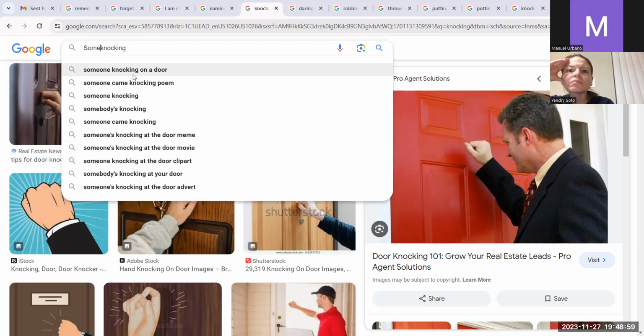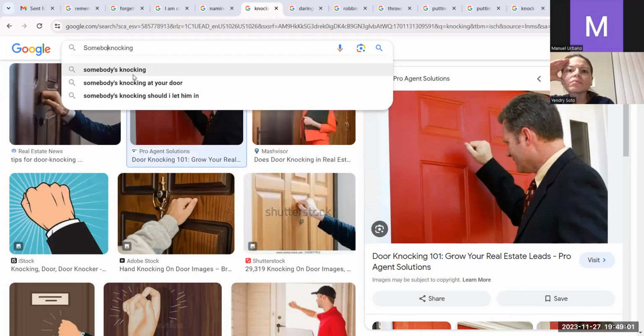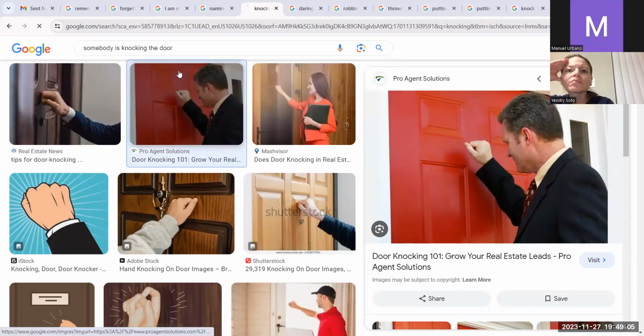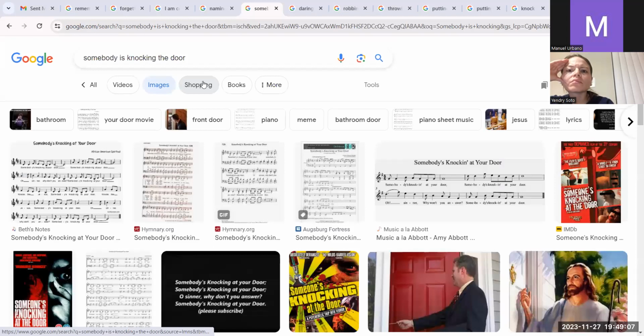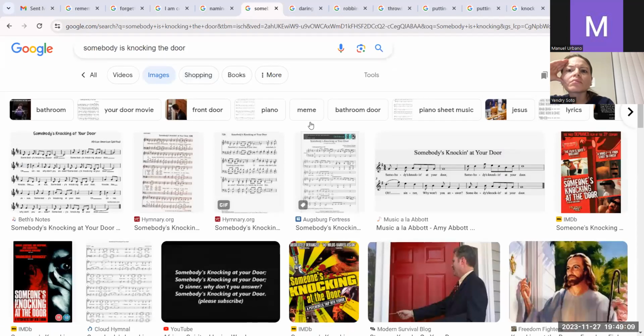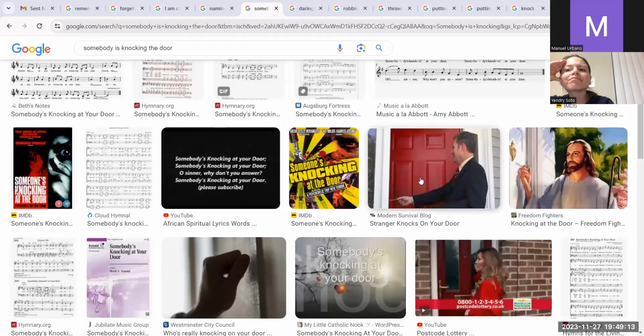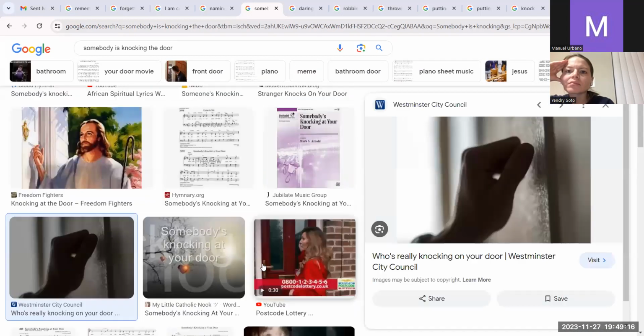Somebody's knocking. Maybe a song. Puede ser que sea una canción también. Somebody's knocking at your door. But that's what that means, that somebody's knocking.